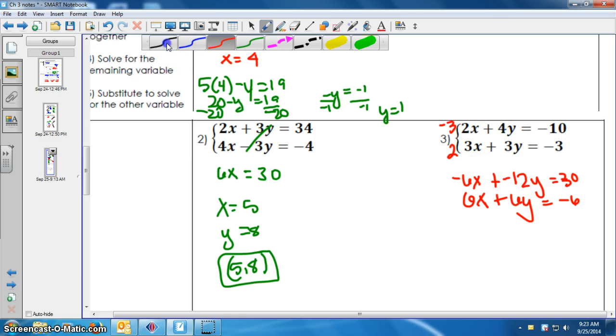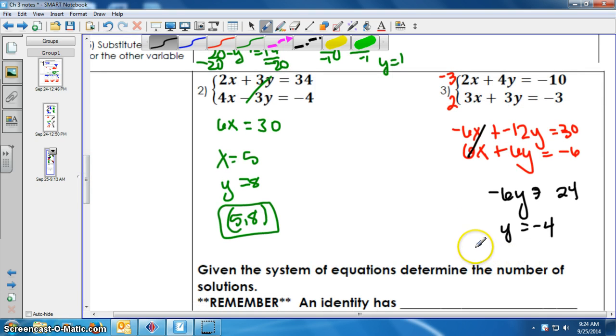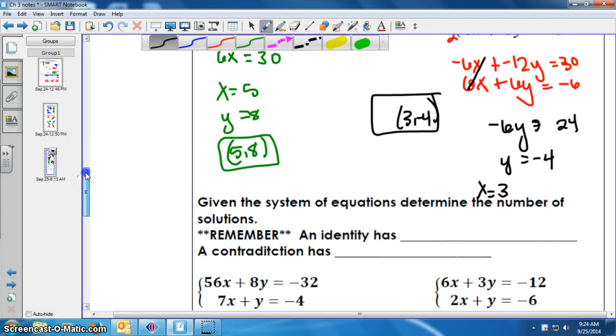Now our x's cancel, and we can add our y's, and we wind up with 24. So that would give us y as negative 4. Plugging it back in to either original equation, and we'd wind up with x is 3. When we plug that back in, there is our solution. Make sure you have both x and y.